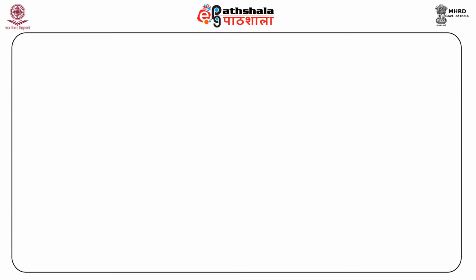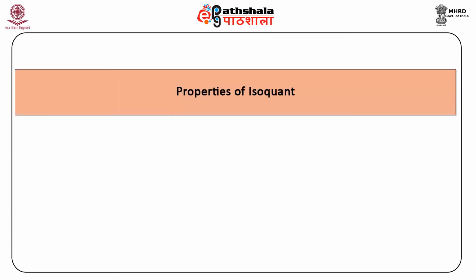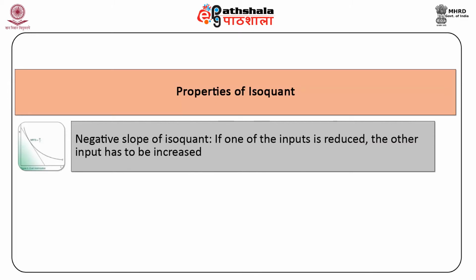Now, let us look at the properties of isoquant. Negative slope of isoquant. The negative slope of the isoquant implies substitution of one input for another so that the output remains the same. It means that if one of the inputs is reduced, the other input has to be increased so that the total output remains unaffected. Moreover, an isoquant is always negative in the economic region where the substitution between the inputs is technically efficient.